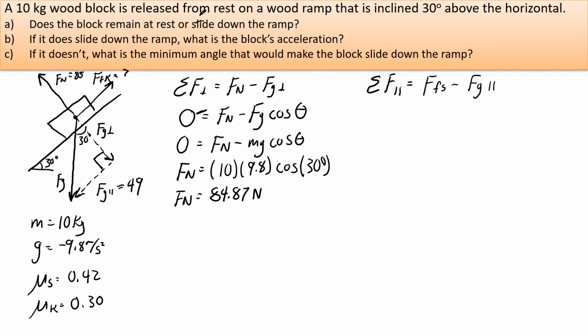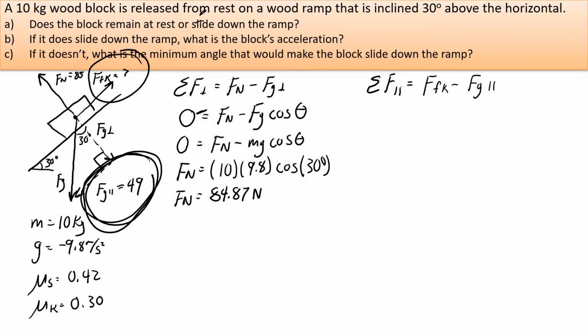So now some things are changing because we are sliding down the ramp. So this is now the kinetic friction. And what else is changing? We know what's happening in the net force type of situation. It's starting to slide down the ramp. It is accelerating because the parallel component of the weight is larger than the frictional force.